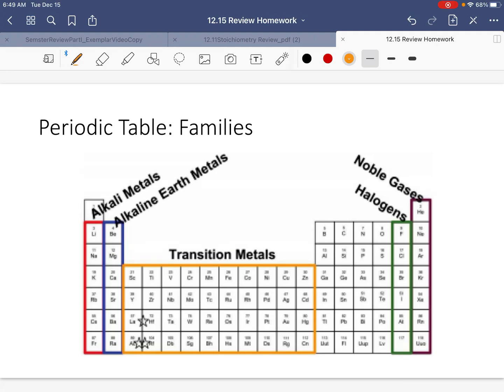Next, we have periodic table families. So there's a total of 5 different families on the periodic table. We have our alkali metals in group 1. We have our alkali earth metals in group 2. This whole center section is your transition metals.